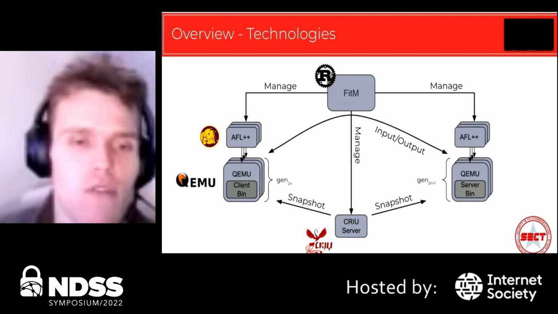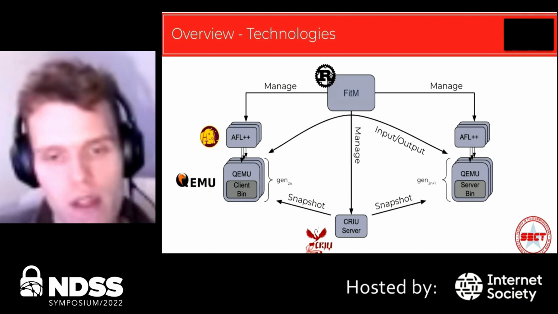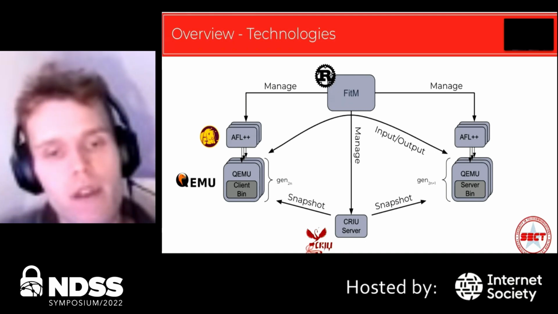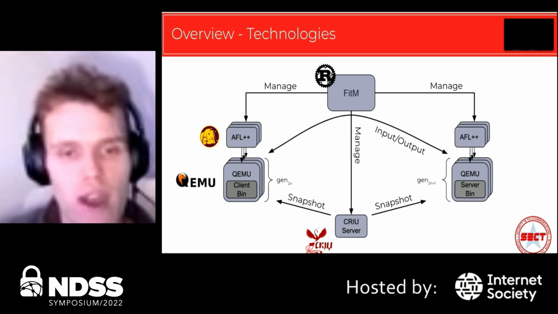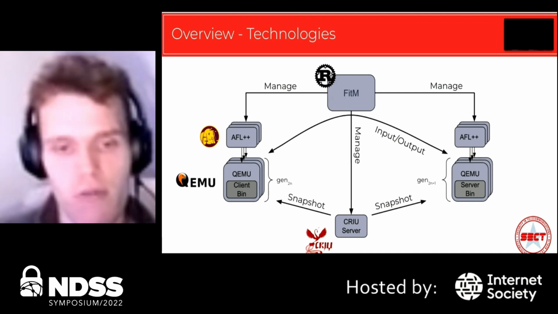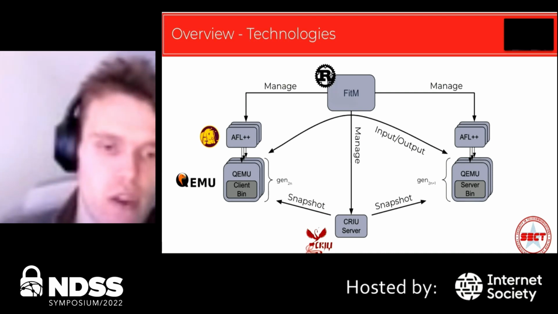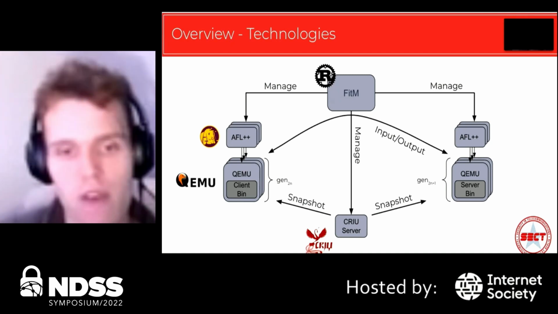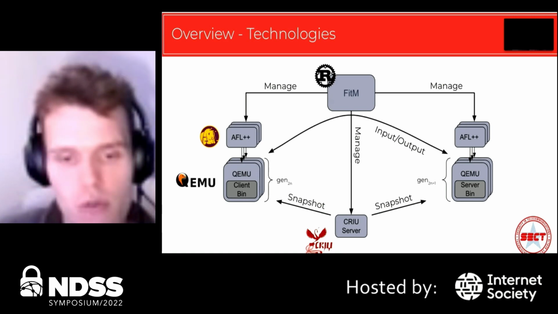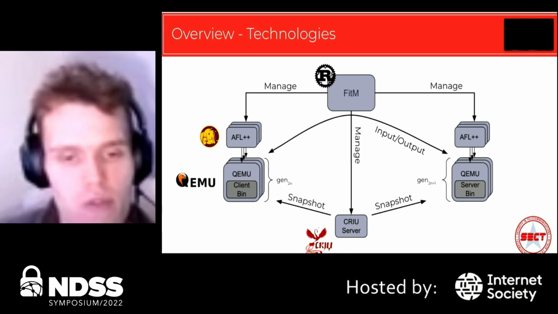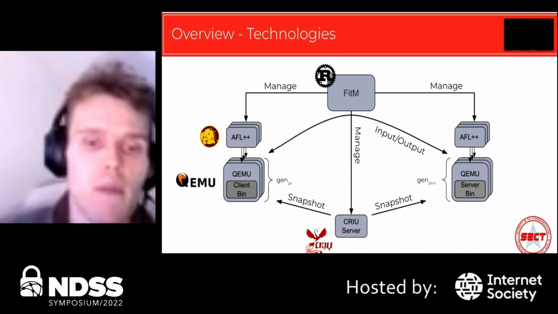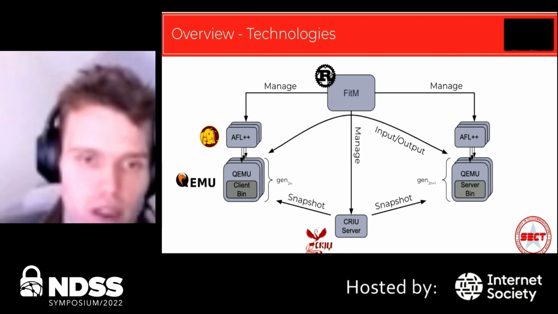And now here's an overview of the technologies that we're using and how everything fits together in general. In the top part in the middle, you have FitM itself, and that's written in Rust. That manages generally three aspects. On the left-hand side, you have the client. On the right-hand side, you have the exact same thing, but for the server. And then in the middle, at the bottom, you see the CRIU server. That server is responsible for creating the snapshots on either side of the picture, and it's spawned by FitM whenever necessary.